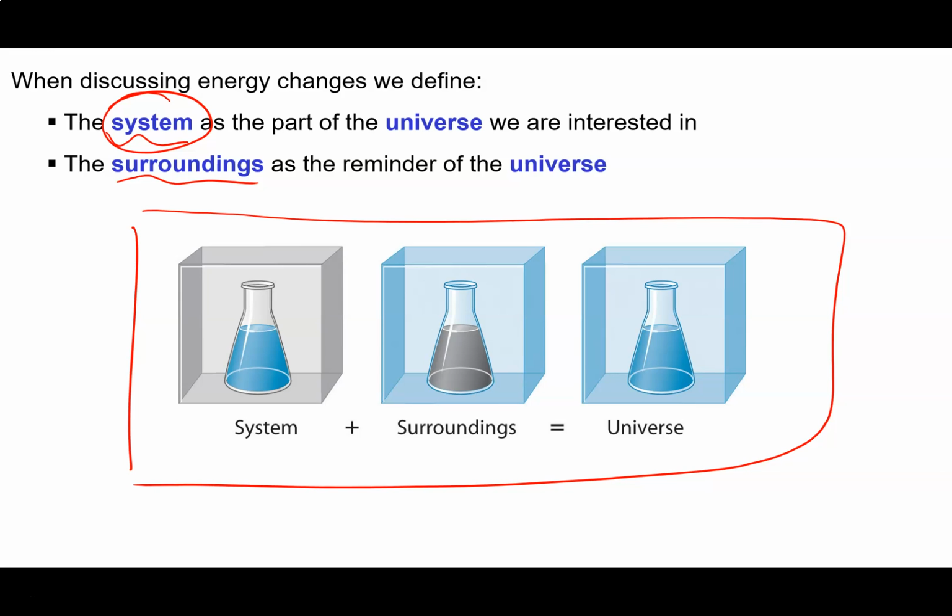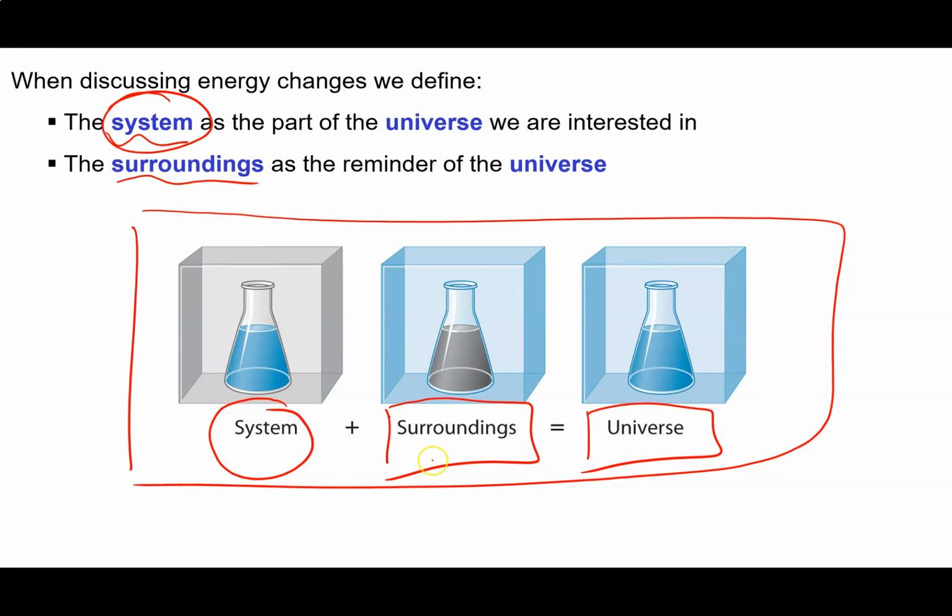So chemists have a very simple view of the universe. It's composed of only two components: the system, the things that are undergoing the chemical or physical change that we're interested in, normally represented by a chemical equation, and then the surroundings, which is everything else. You put those two things together and you end up with the universe. So from a chemist's perspective, the universe is just an Erlenmeyer flask where your reaction is occurring plus everything else.